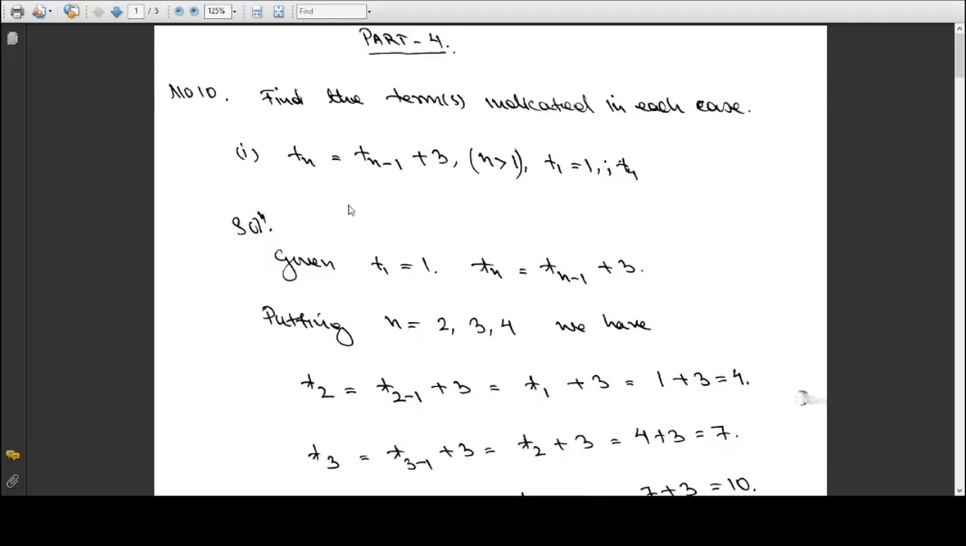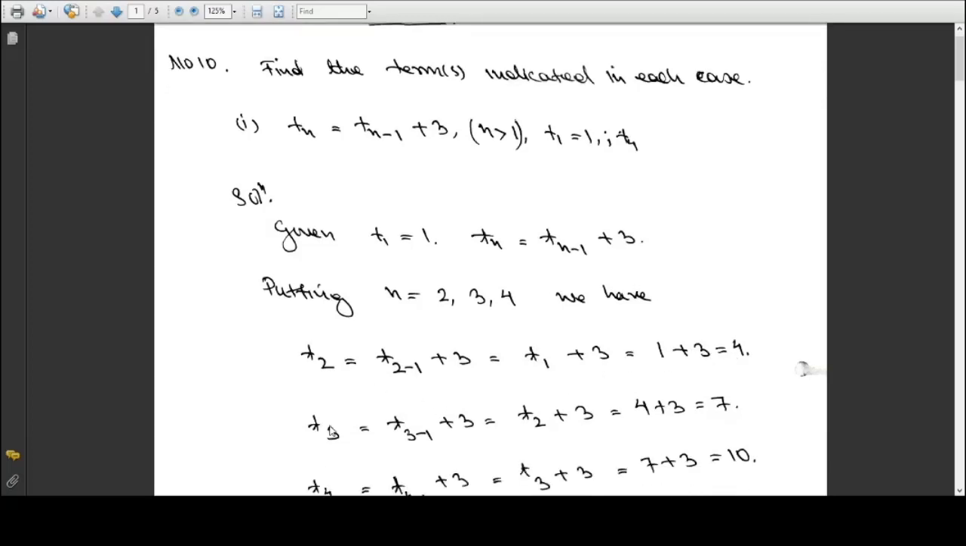We have this defined rule, Tn is equal to Tn minus 1 plus 3. Instead of n we are putting 2. That means we get T2 is equal to T2 minus 1 plus 3. T2 minus 1 is T1 plus 3. The value of T1 is given to be 1. That means instead of term 1 we put 1, plus 3, which gives us 4.